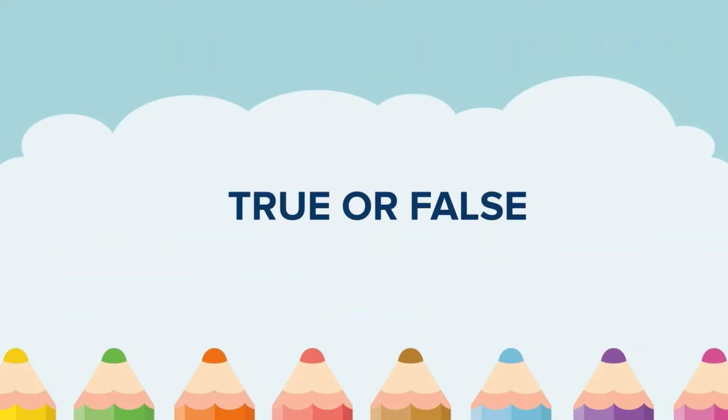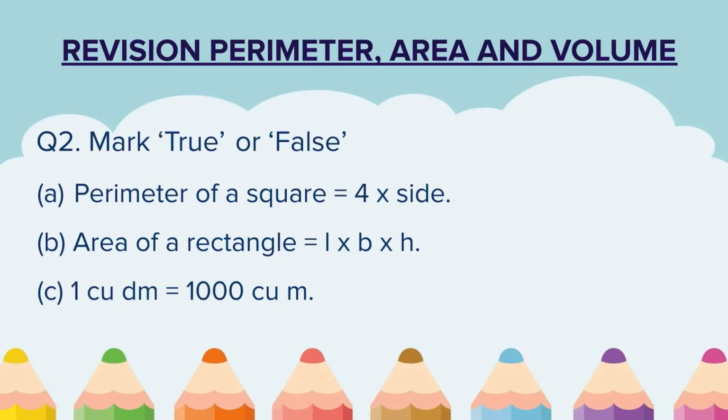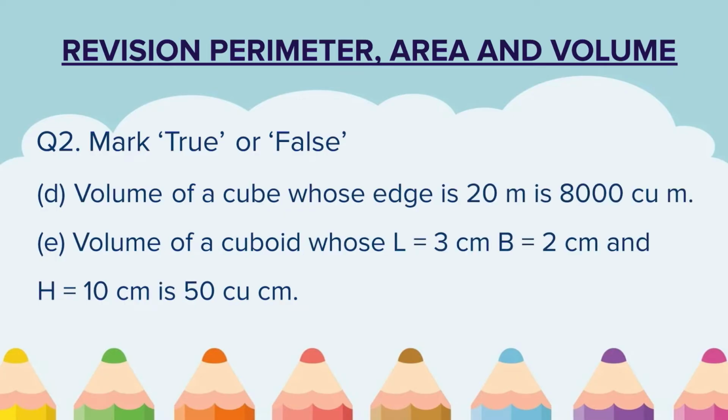True or false. Now second category of questions are true-false questions. Mark true or false. A. Perimeter of a square is equal to 4 into side. B. Area of a rectangle is length into breadth into height. C. 1 cubic decimeter is equal to 1000 cubic meter.